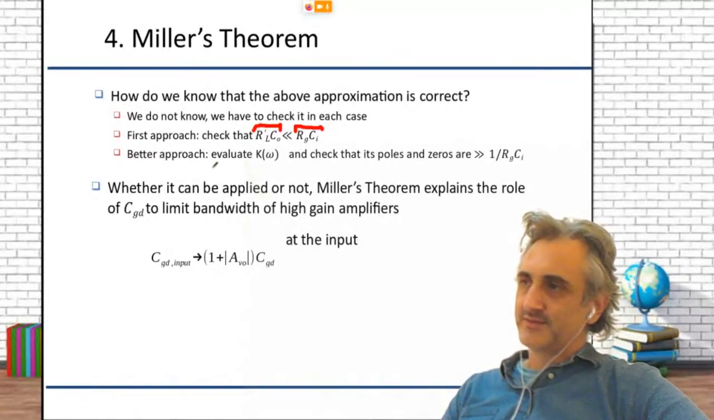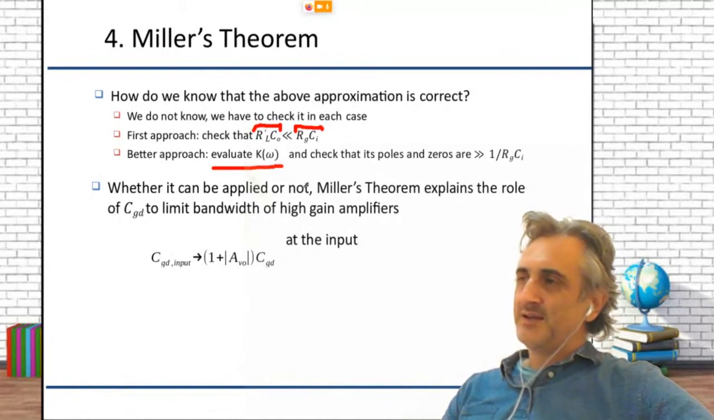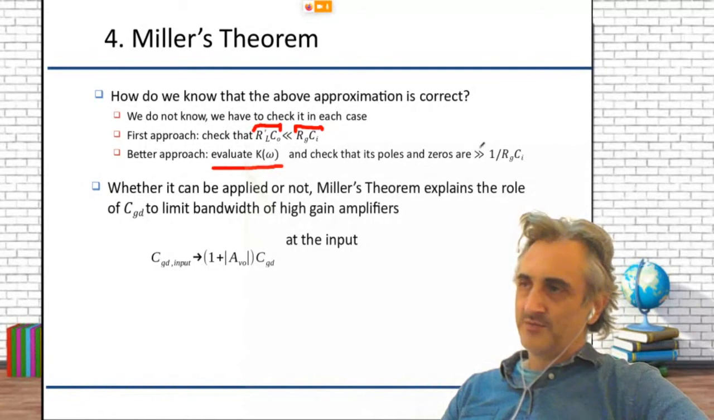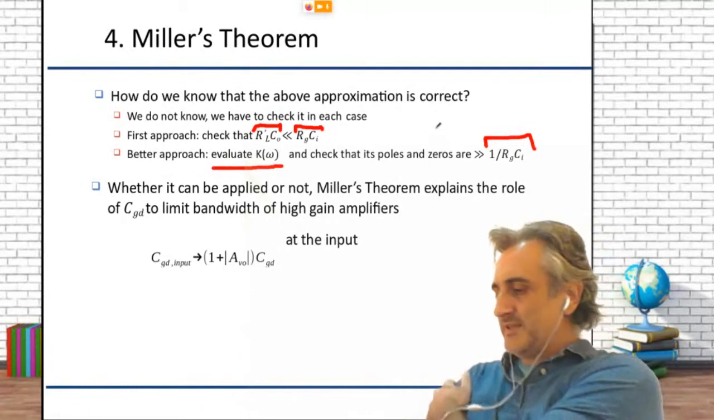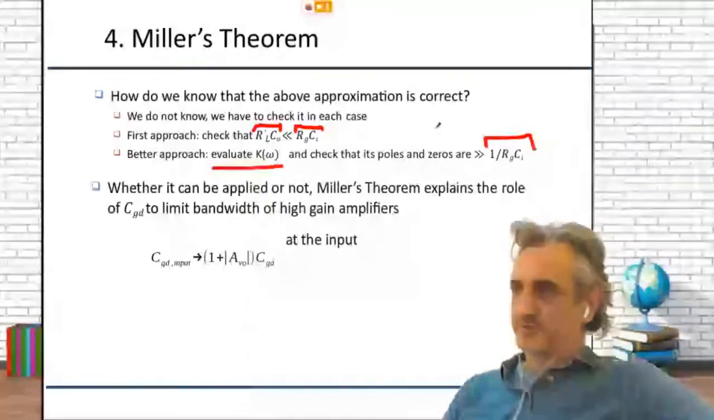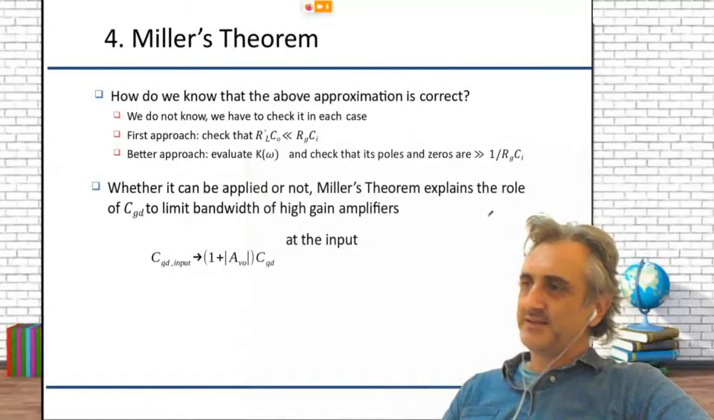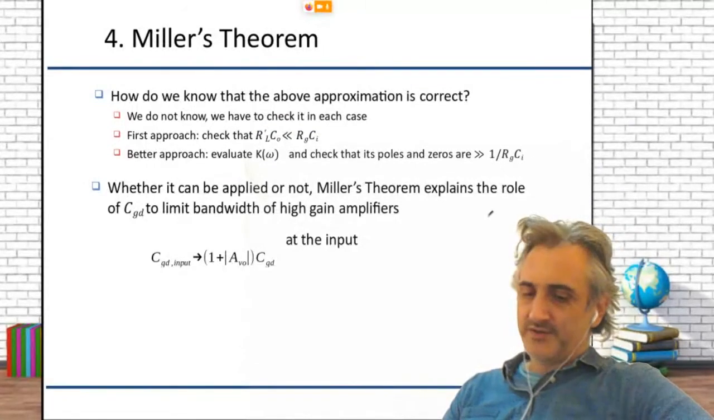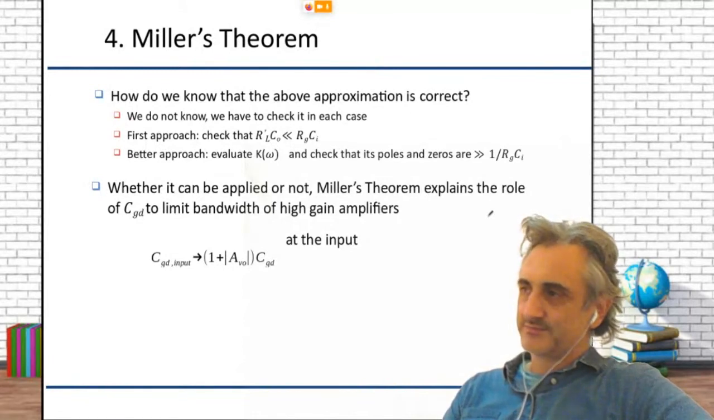The other option is writing this function, plotting the Bode diagram, and we check that the poles and zeros are all much bigger than this input pole. But in any case, it's not important whether it's exactly working or not. The important thing is that it explains how the capacitance between the gate and the drain limits the bandwidth of high gain amplifiers at the input.